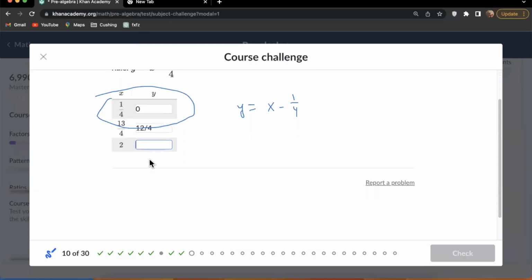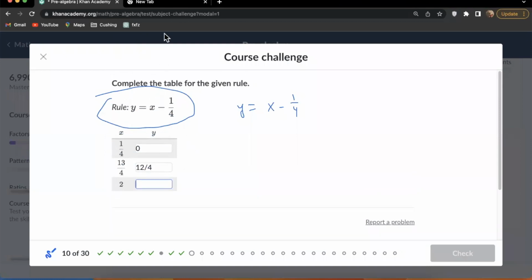So I can think of it like that. And then 2, how many fourths is that? Maybe I'll turn it into fourths. It's 8/4. So I'm saying 2 is equivalent to 8 divided by 4. 2 is the same as 8/4. So if I do 8/4 minus 1/4, I'm left with 7/4. So I should have 7/4.